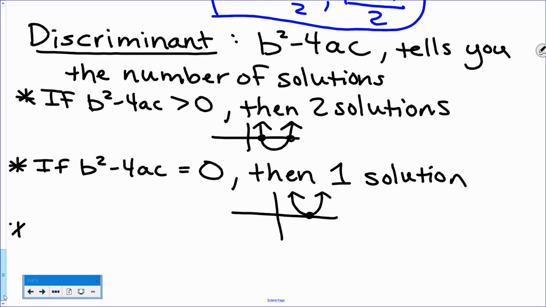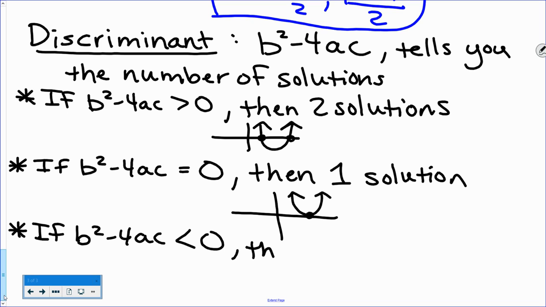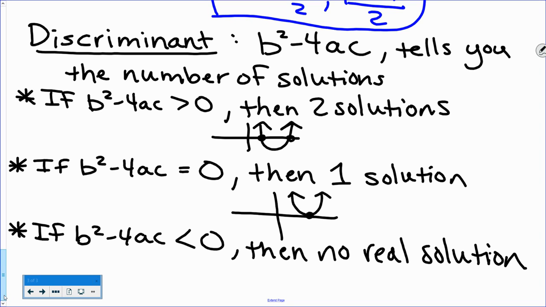Okay, the last one here, if b squared minus 4ac is less than 0, so you get a negative number, then there is no real solution. Stay tuned to the end of the week of what we're going to do when we get no real solutions.